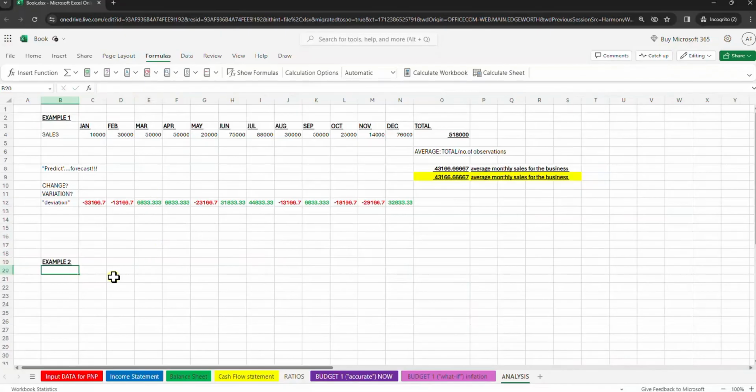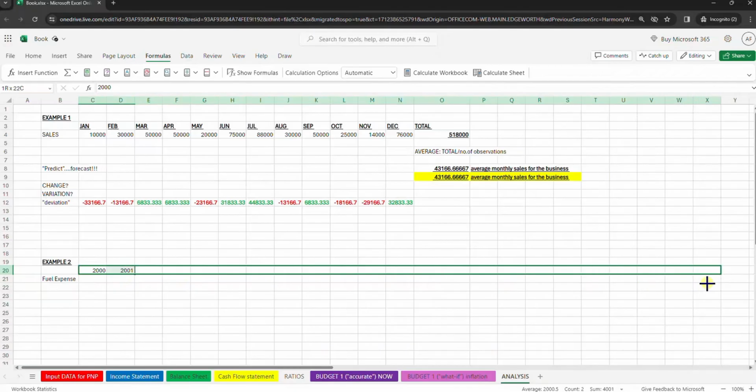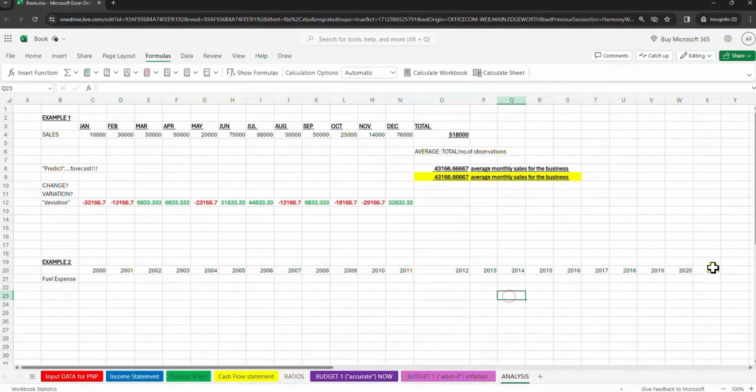This time I'm not going to have fuel expense. I'm not going to have months. I'm going to have years. So let's say 2000 all the way through to 2022. We could have many years. How many can we put there? Yeah, we can put 21 years.